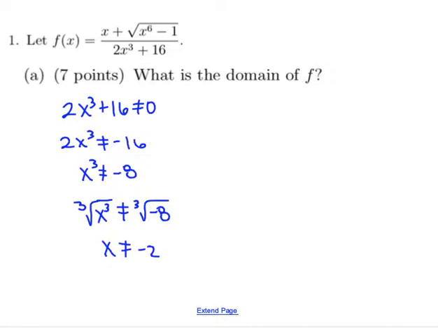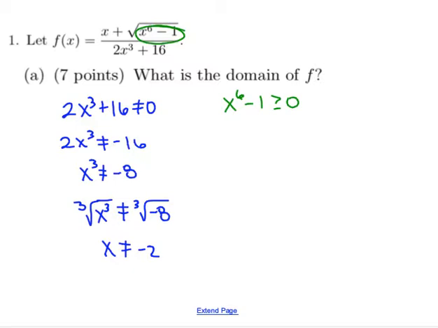Does anybody else see anything else on here that we should maybe be a little bit leery of? Maybe the radical. The radical. What numbers can you not take a square root of? Negatives. Yes. So what I am going to do is what's underneath my radical has to be greater than or equal to 0.